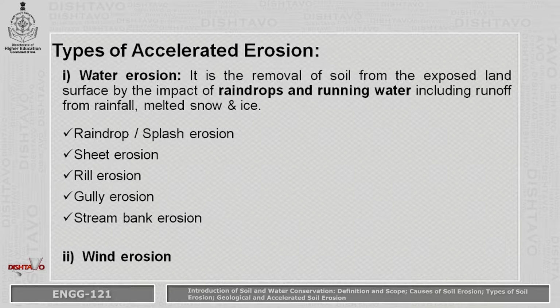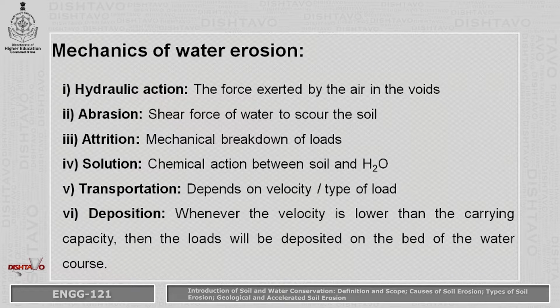We'll further classify this accelerated erosion into two types. That is, first is the water erosion, second is the wind erosion. Water erosion means the removal of soil from the exposed land surface by impact of raindrops and running water, including runoff from either rainfall, melted snow, or ice. Further, the water erosion is classified into 5 types. First one is the raindrop or splash erosion, second one sheet erosion, third one rill erosion, fourth one gully erosion, and fifth one the stream bank erosion. Second type of accelerated erosion is the wind erosion, meaning the erosion which takes place due to the action of wind.